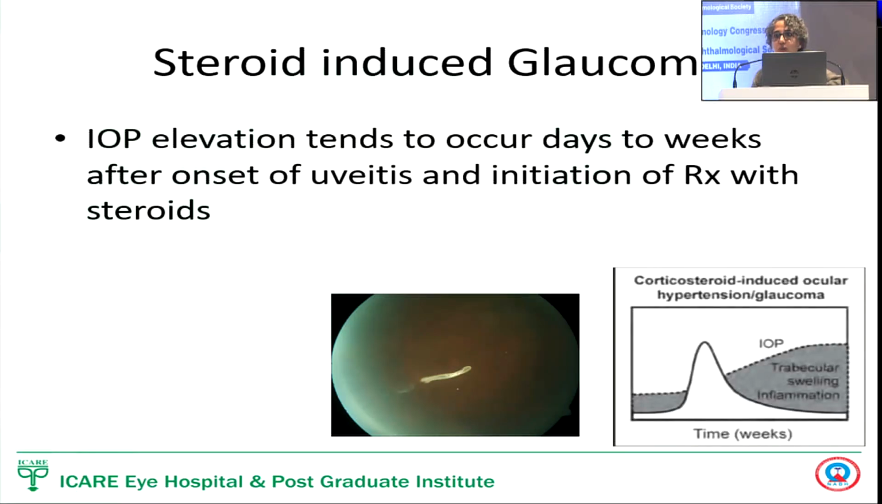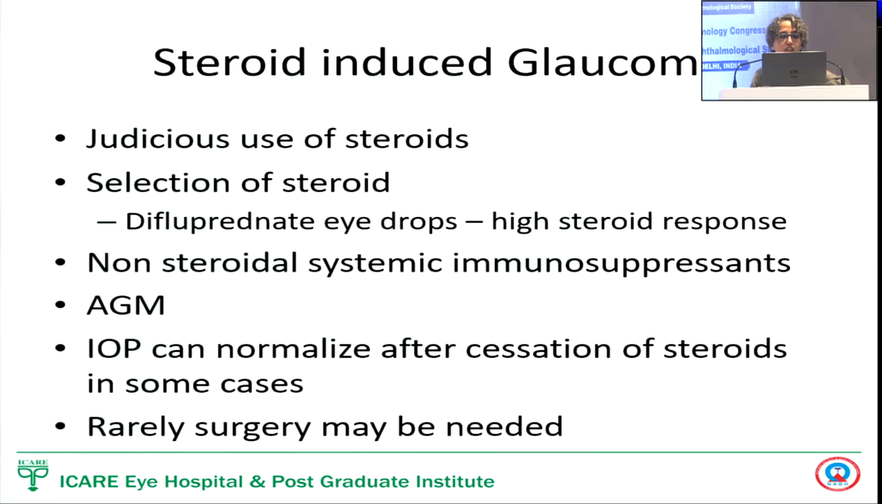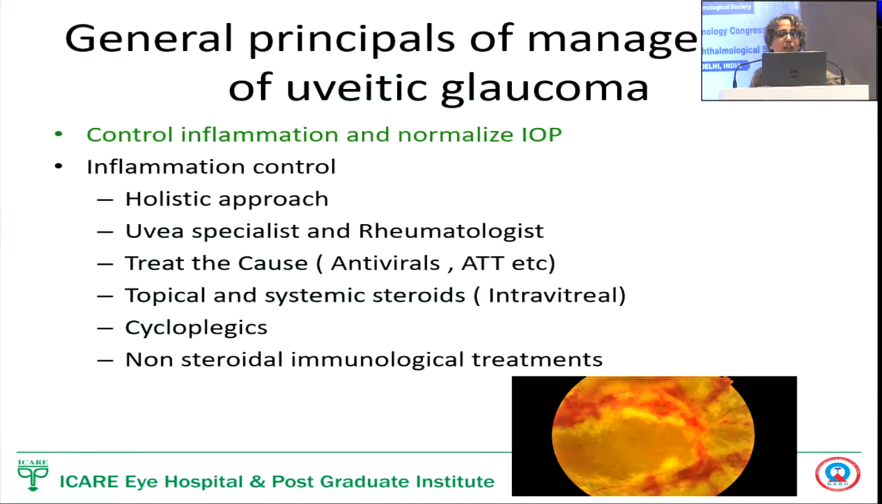So you have to be wise in choosing the steroid also depending upon the inflammation, and monitor such eyes. Some of them can also return back to normal pressures after cessation of steroids, and some of them can continue to have prolonged increased IOP requiring further management. So general principles are, of course, control the inflammation and control the IOP as well.